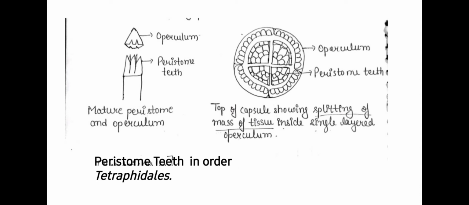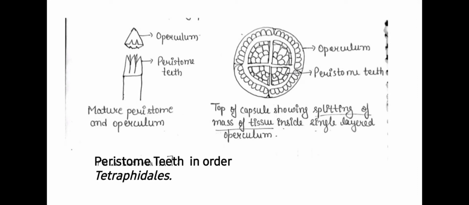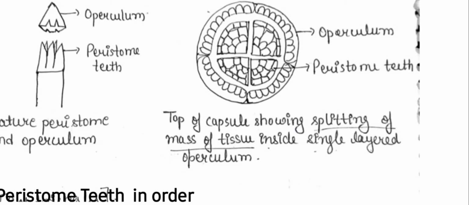So you can see here the most simple one, that is Tetraphidales peristomial teeth, where in the first image you can see the mature peristome and operculum, while in the second image you can see that the capsule shows splitting of the mass of tissue inside the single layered operculum, and they are divided into 4.